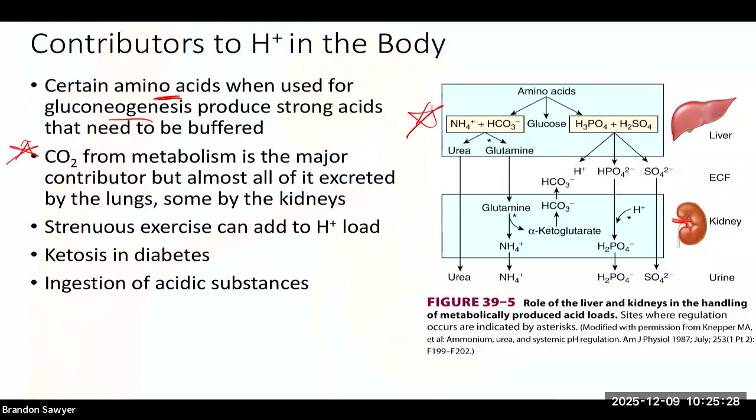CO2 from metabolism forces our pH down as well. Most of our CO2 is breathed out of our lungs, so we don't need to rely on our kidneys as much for this, but it is a contributor. Obviously, things like exercise can add to the hydrogen ion load in our body, any abnormal conditions like ketosis, and then just ingesting foods and drinks that are acidic as well. So all of these things contribute to this idea that we need to be constantly getting rid of hydrogen ions in our urine.